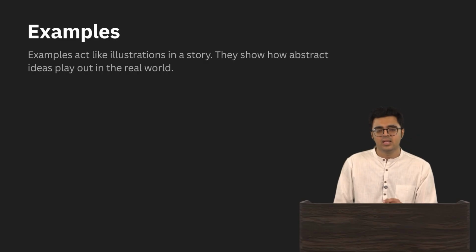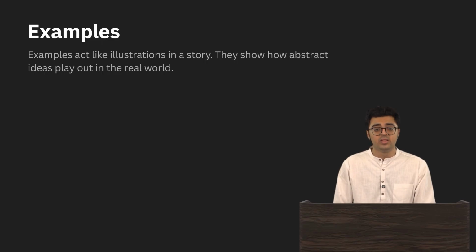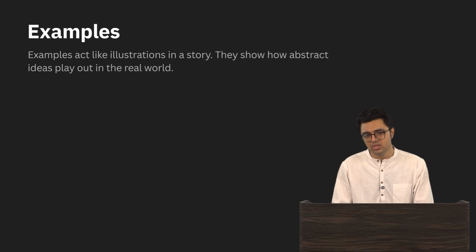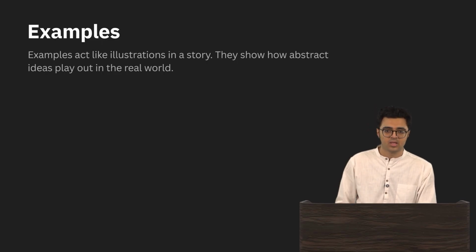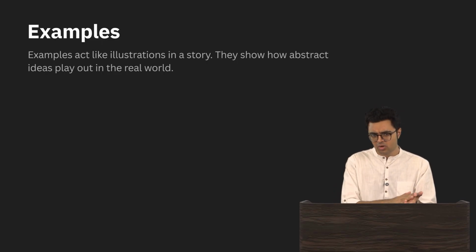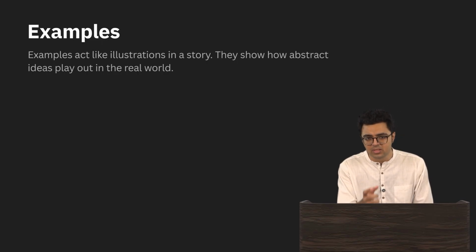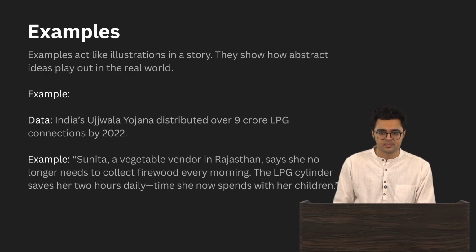Let's now turn to the second storytelling technique, examples. Examples act like illustrations in a story. They show how abstract ideas play out in the real world. It will also start ensuring that your data starts looking more credible. Because sometimes data sitting on the paper is not as effective as a real life example that you can communicate. Let's look at an example to understand this.